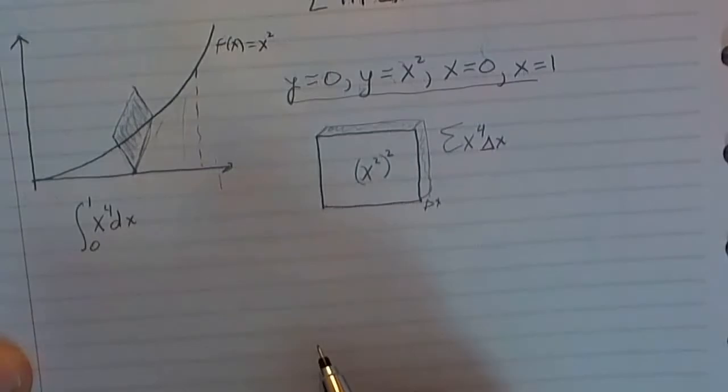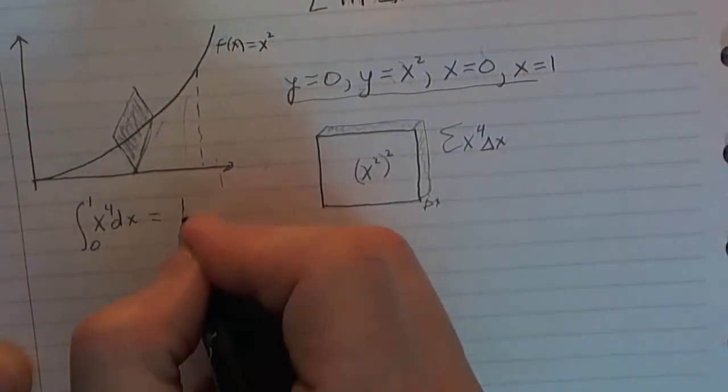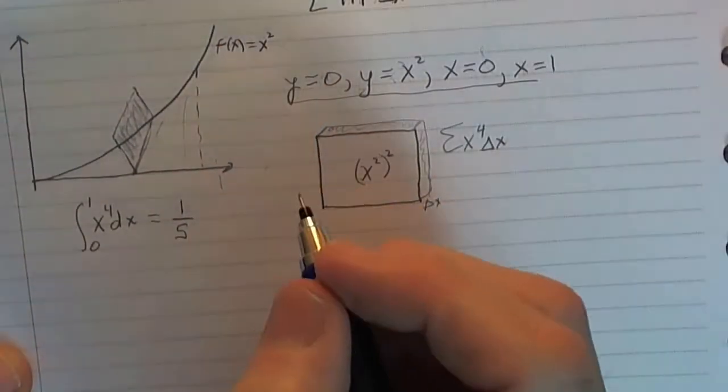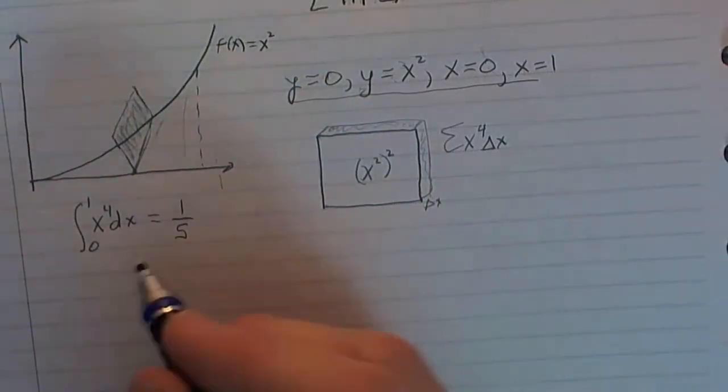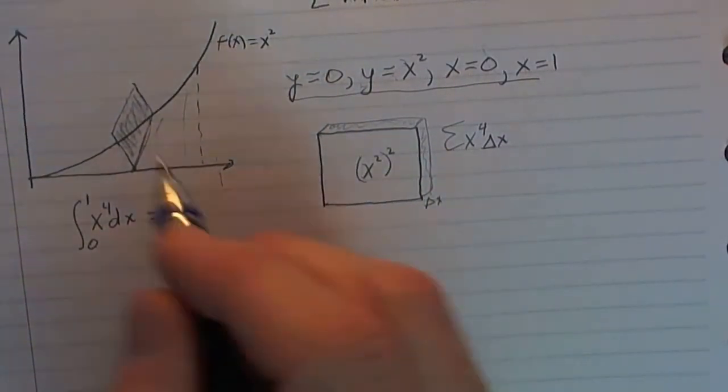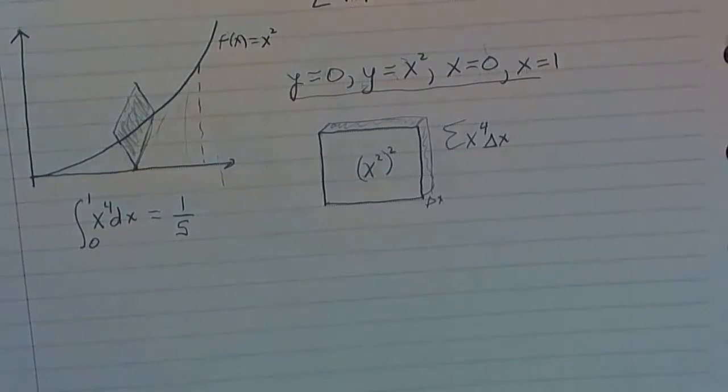See? That's what it would be. So in this case, it would be 1/5, if we went ahead and integrated that. So that would be the volume of this thing.